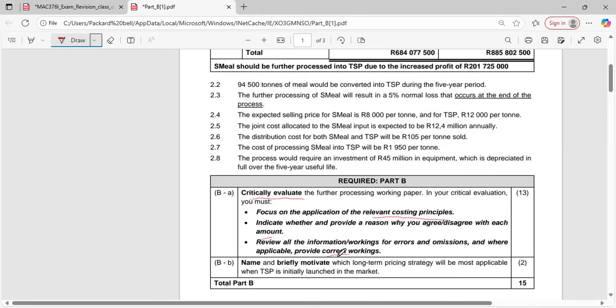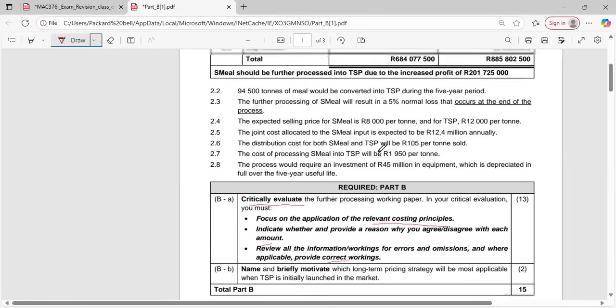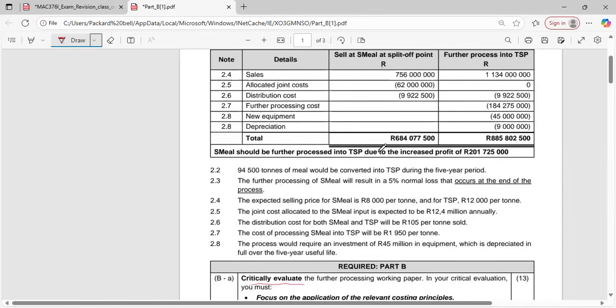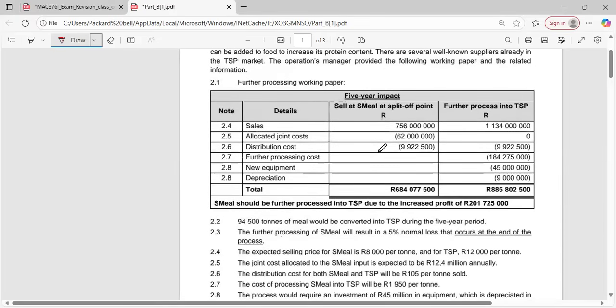Right, so what we want to do is to critically examine or evaluate what was done here. So when you have this kind of a question in your exam, this kind of a question demands your understanding of the topic. When you are critically evaluating, it means you have to have a thorough understanding of the topic. Right.